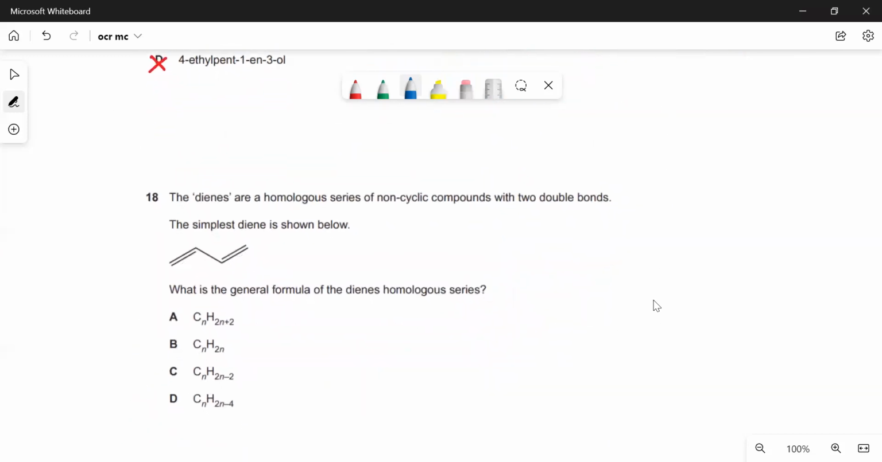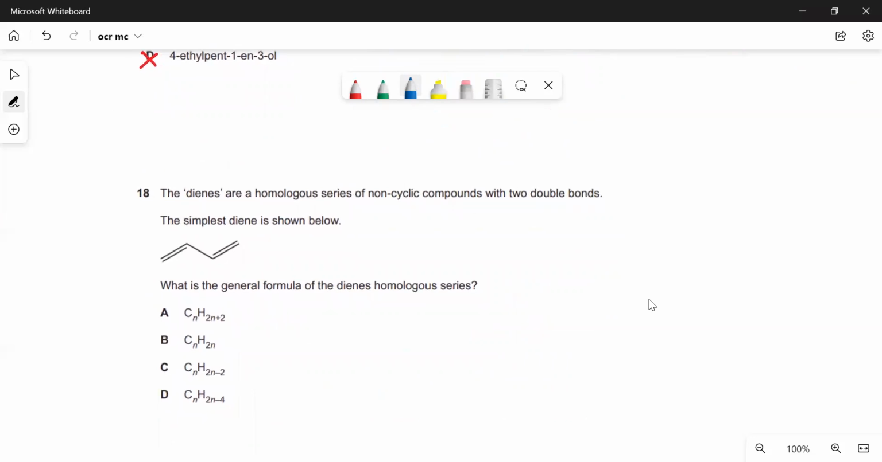Right, the dienes homologous series. What's the general formula of the dienes? Well, let's try to go for that one. So what's it going to be? I'm going to draw that out. It's going to be CH2, CH, CH, CH2. So that's going to be C4H6. So it's going to be Cn.